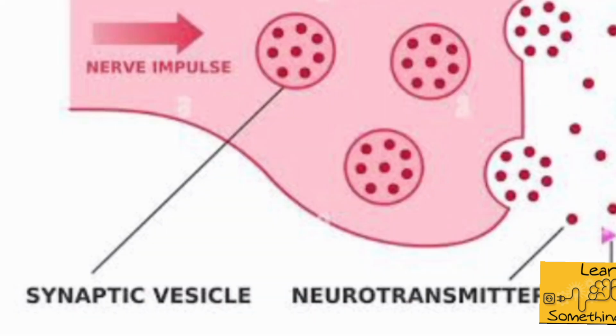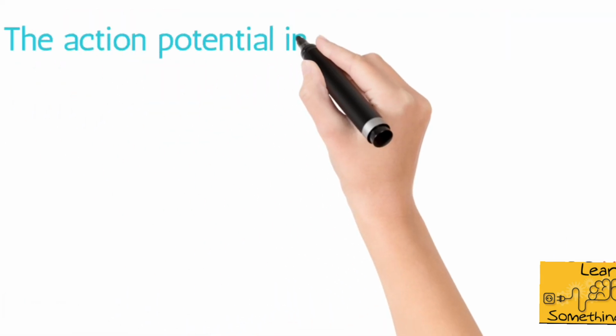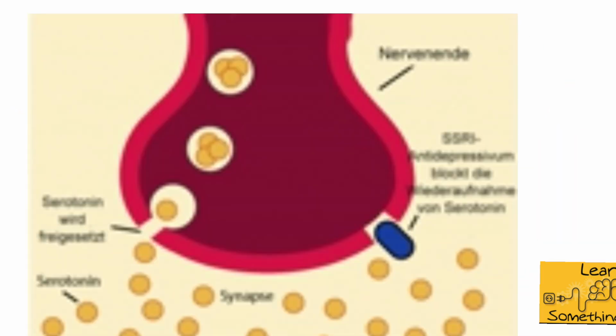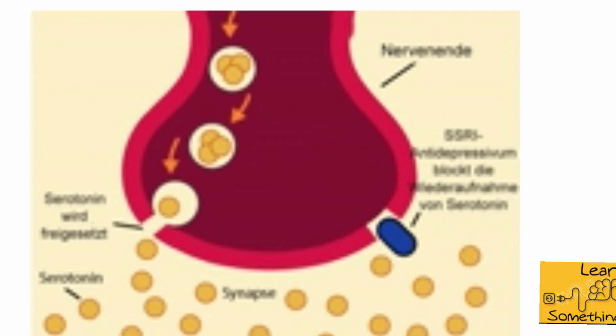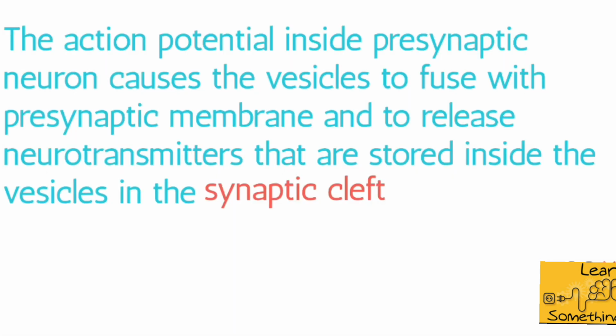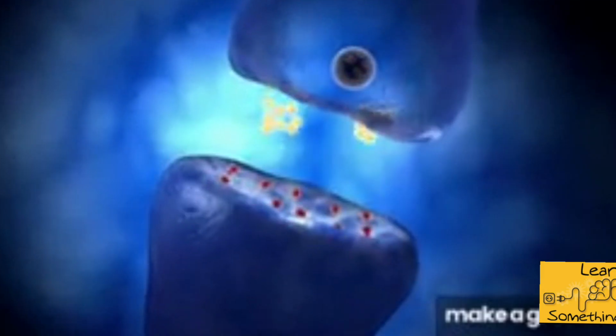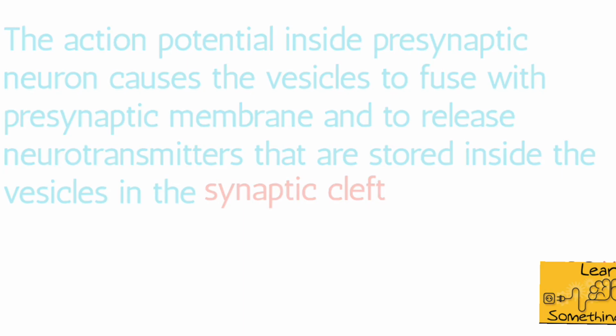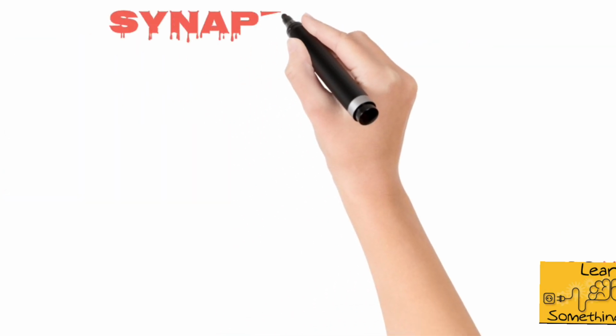So here you can see that vesicles are sac-like structures inside which neurotransmitters, represented by red dots, are present. The action potential that we discussed briefly in the previous video, inside the presynaptic neuron, causes the vesicles to fuse with the presynaptic membrane, that is, the membrane of the presynaptic neuron. When these vesicles fuse with the presynaptic membrane, the neurotransmitters that were stored inside them are released into the synaptic cleft. As you know, the synaptic cleft is a component of the synapse.